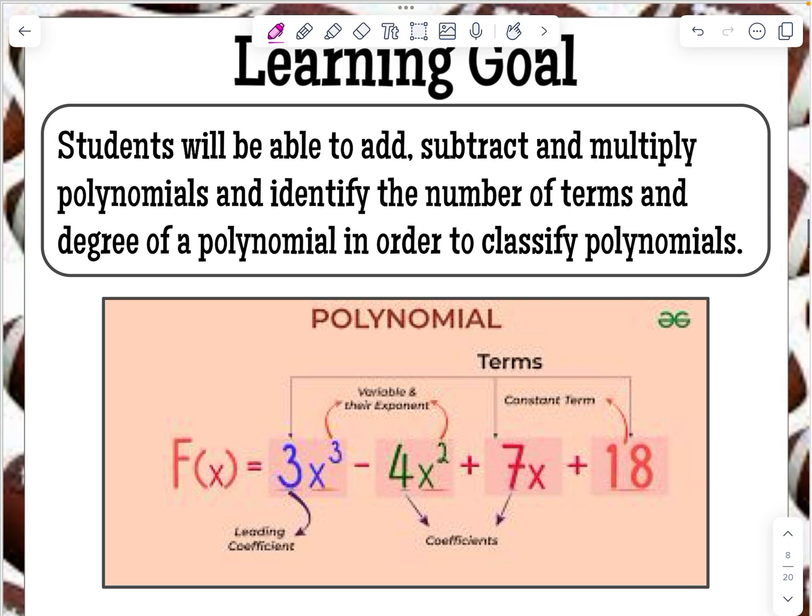All right, here's our learning goal for today. You're going to be able to add, subtract, and multiply polynomials. That is a skill that you already have. You're also going to be able to identify the number of terms and the degree of a polynomial in order to classify polynomials, and that might be new to you, but that's our job today.